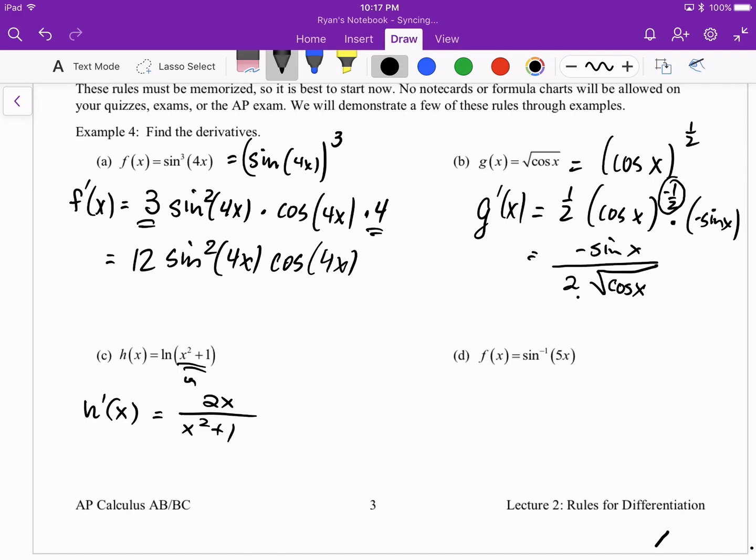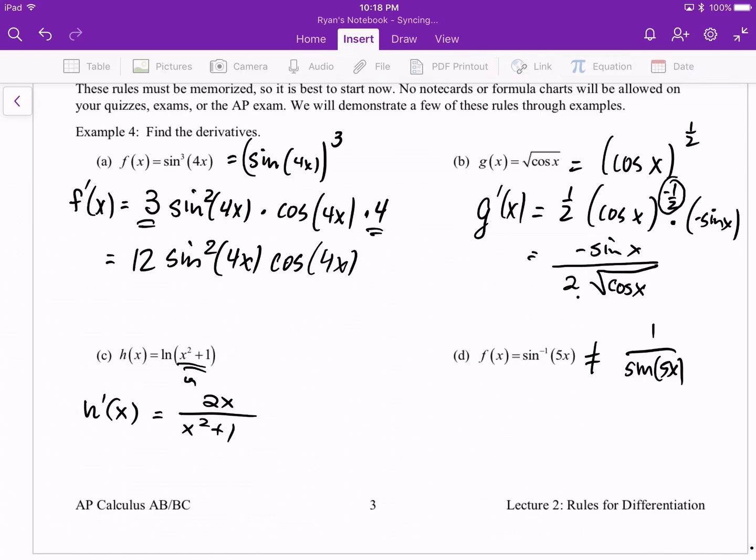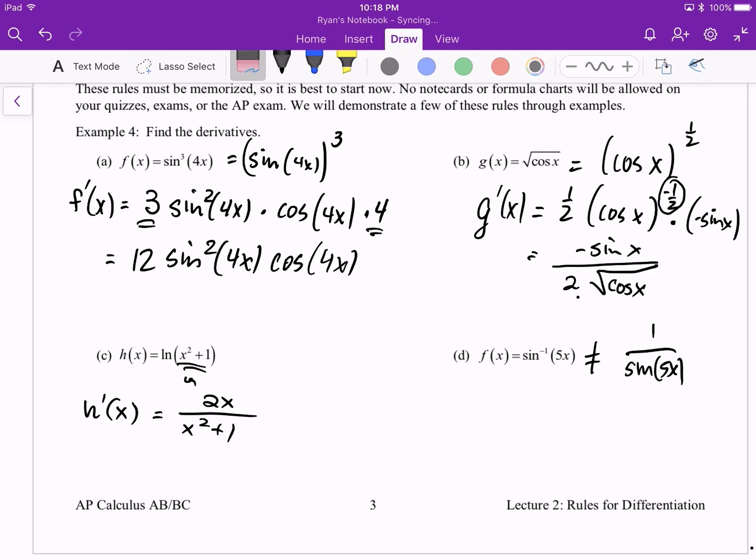Okay, and then Example D says f of x is equal to sine inverse of 5x. Now let me just say very clearly here, this is not equal to 1 over sine of 5x. This is known as sine inverse of 5x. It's a different function than the reciprocal. Remember, the reciprocal of sine is cosecant. And so we're not talking about the reciprocal right here. We're talking about the inverse sine.